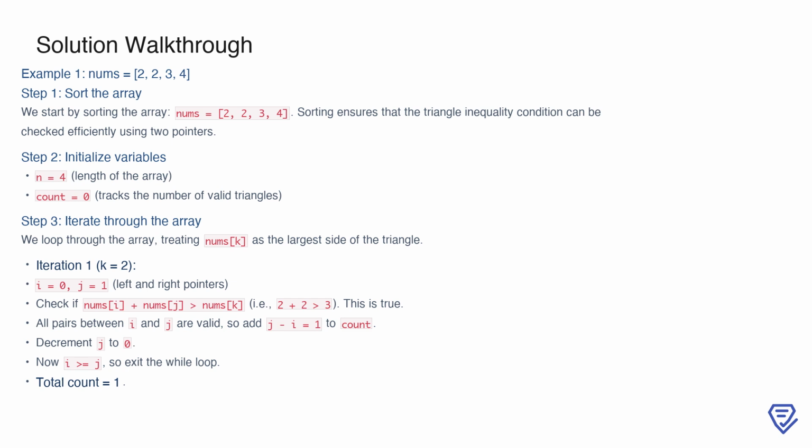For the first iteration, where k equals 2, the largest side is 3. We initialize 2 pointers, i equals 0 and j equals 1, representing the other 2 sides. We check if nums[i] plus nums[j], or 2 plus 2, is greater than 3. Since this condition is true, we know all pairs between i and j form valid triangles. Here, there is only one such pair, so we add j minus i, which is 1, to our count. After this, we decrement j to 0, and since i is no longer less than j, we exit the while loop. At the end of this iteration, the total count of valid triangles is 1.